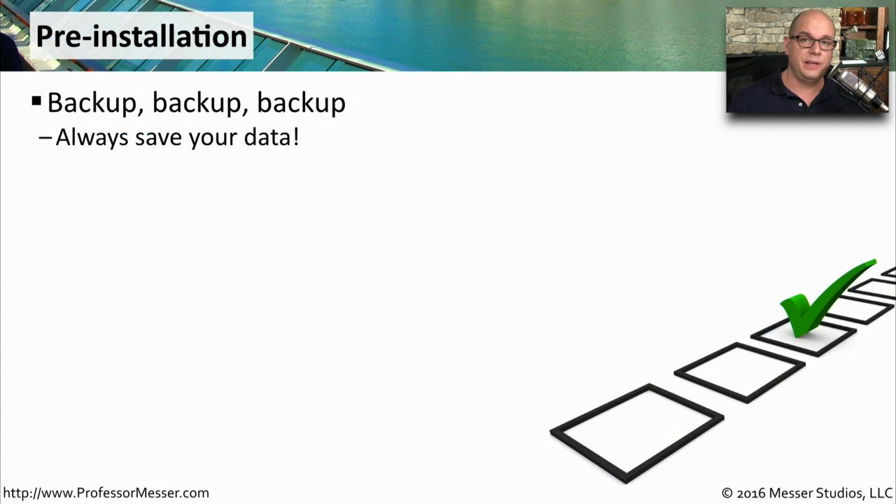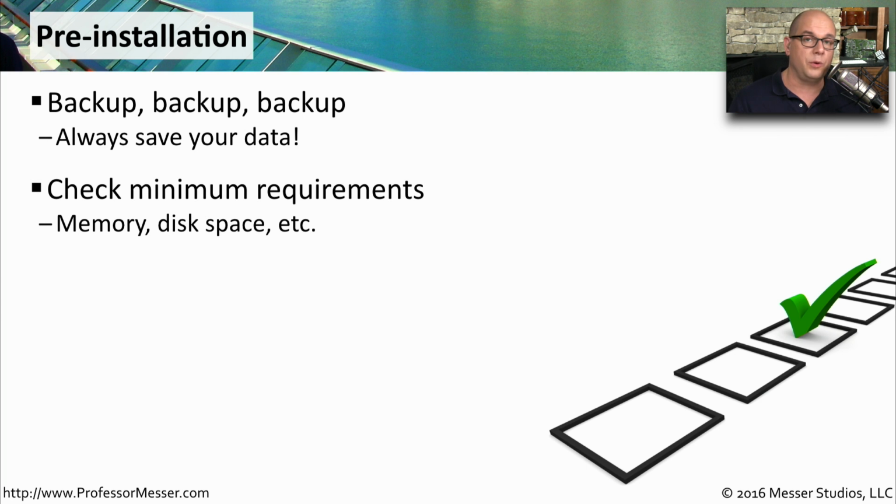Whenever you're making a significant configuration change to a computer, especially installing a new version of an operating system, you want to make sure you don't lose any data. So make sure you perform a backup before doing any type of installation. Make sure you check the minimum requirements for the version of the operating system you're installing so that you're sure you're going to have enough memory and enough drive space to install the OS.